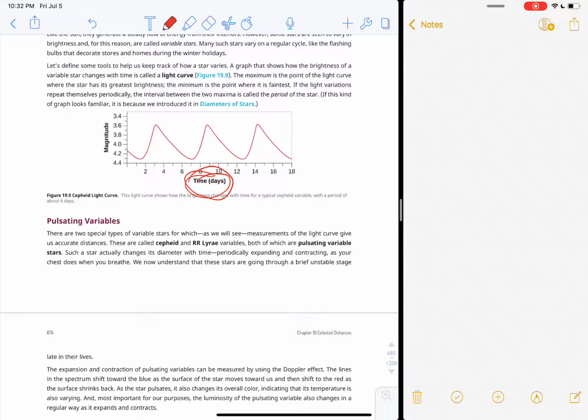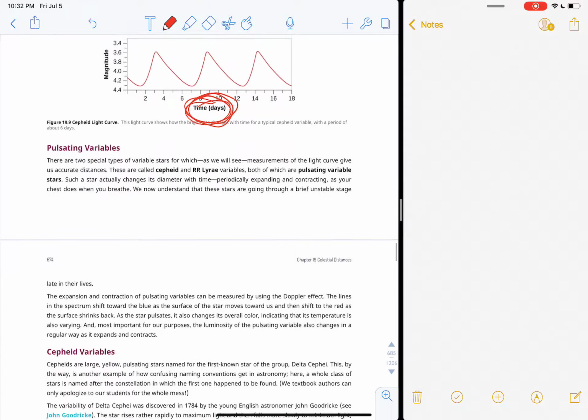That time, 6 days, corresponds to the luminosity of the star. So remember, that means the luminosity or the brightness of the star. If you're here, that star is going to be pretty bright. If you're here, that star is going to be pretty dim, only because you're moving away from it.